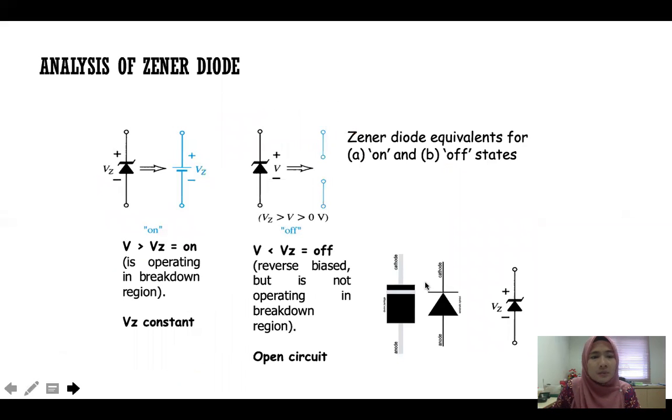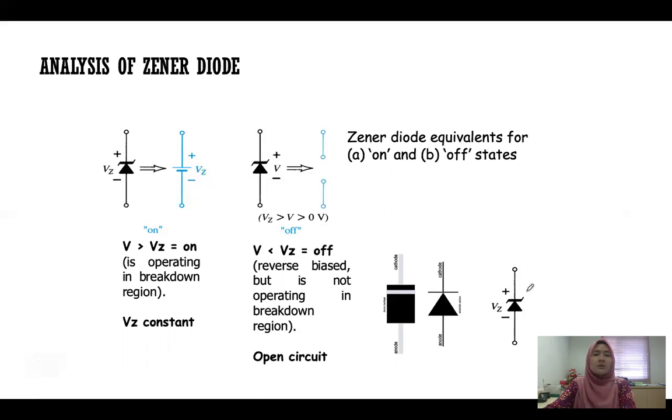So this is the symbol for a Zener diode. This is the symbol for a normal diode. This is the symbol for a Zener diode. So you can see the differences here. When you have a diode like this, you should know that this is actually a Zener diode.